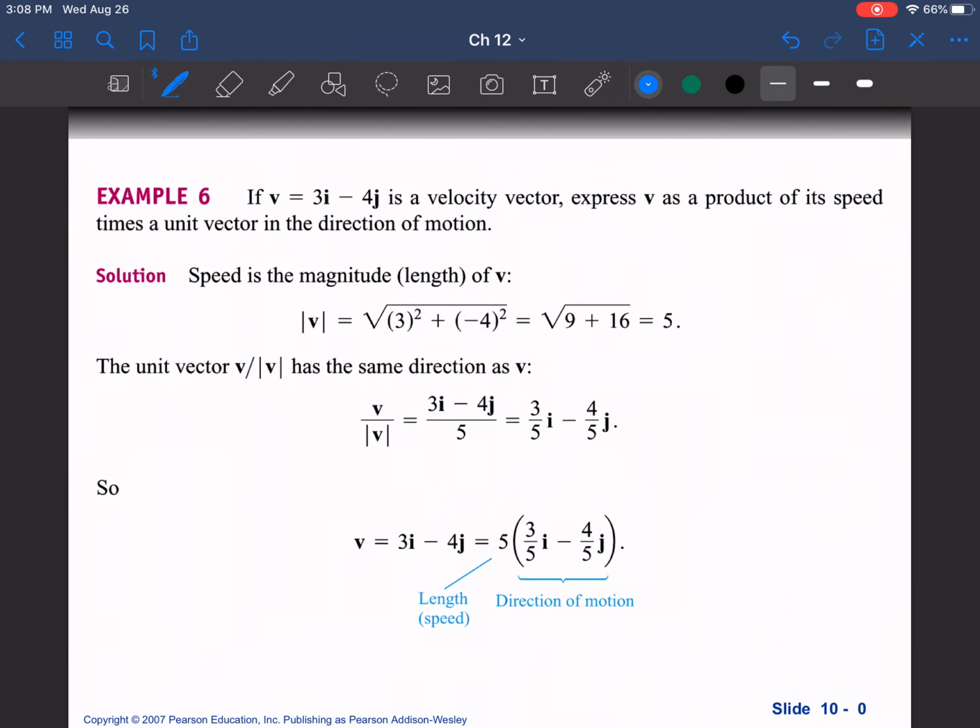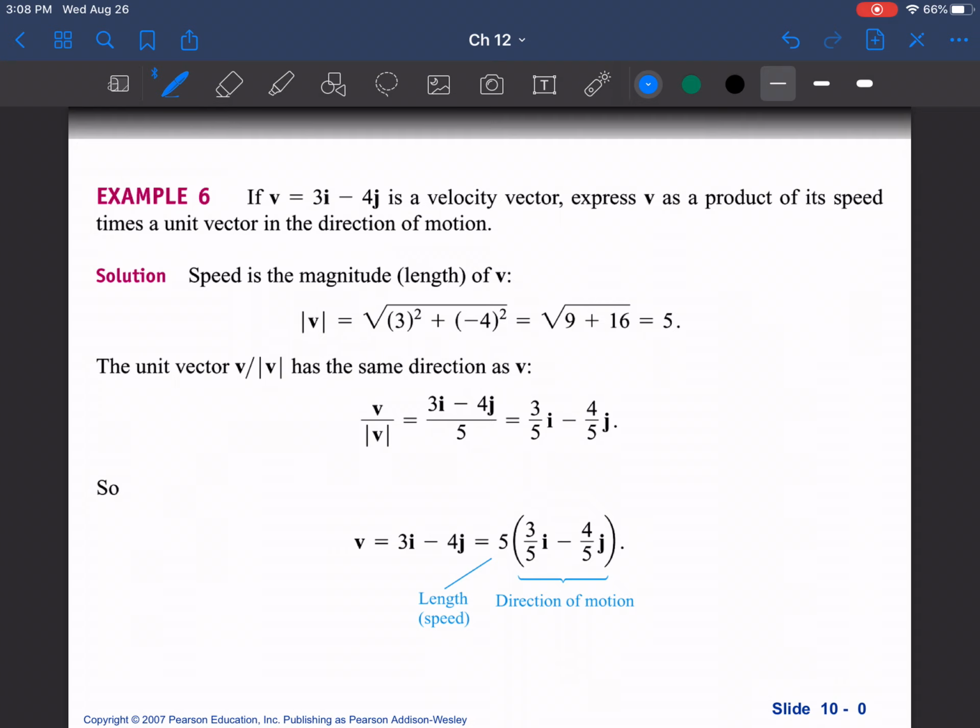Next, if v equals 3i minus 4j is a velocity vector, express v as a product of its speed times a unit vector in the direction of motion. All right, so this is a velocity vector, and we want to express v as a product of its speed times the unit vector, and you can see here how this is done.